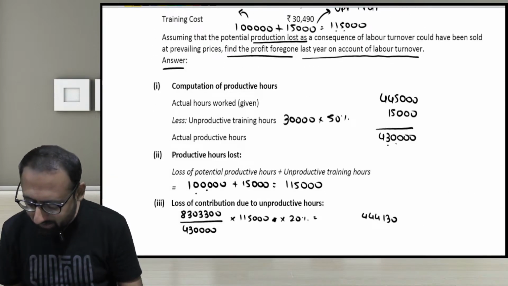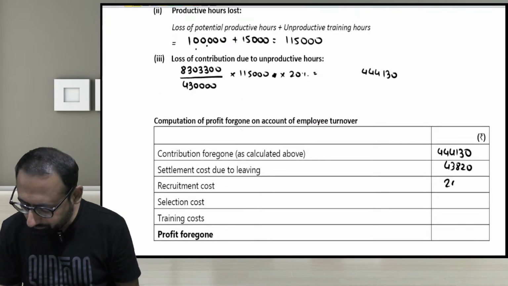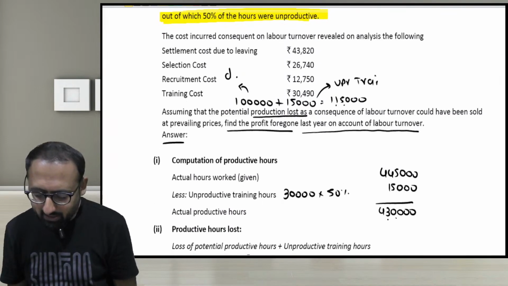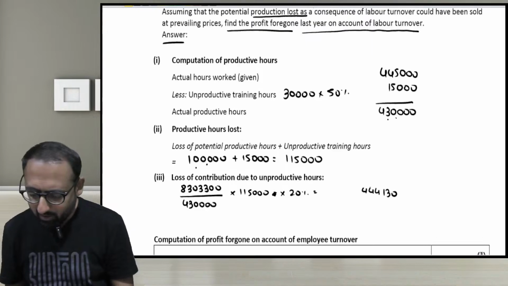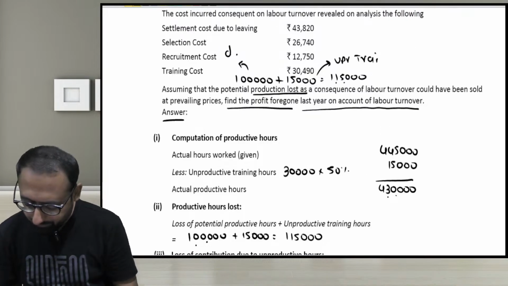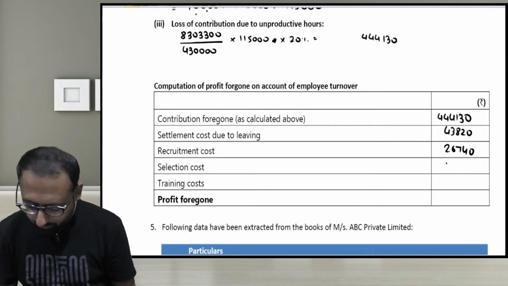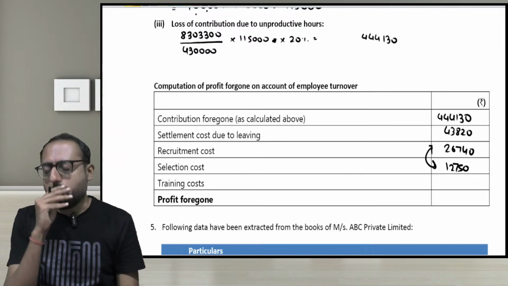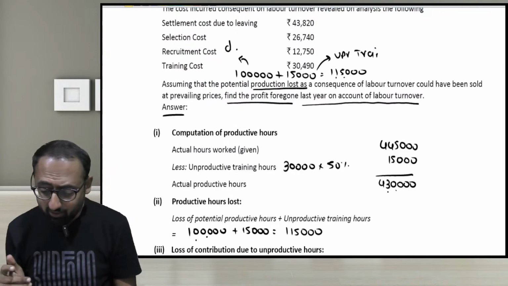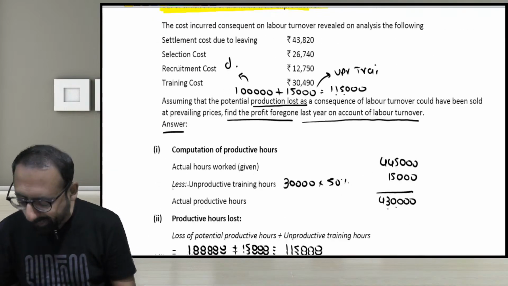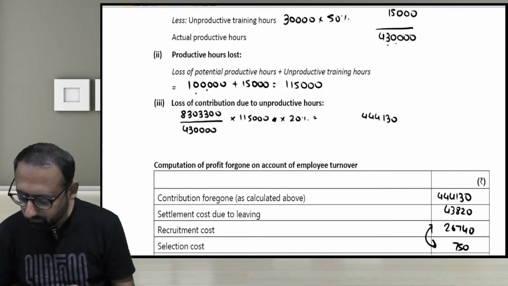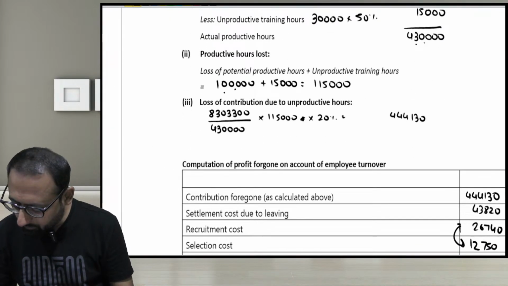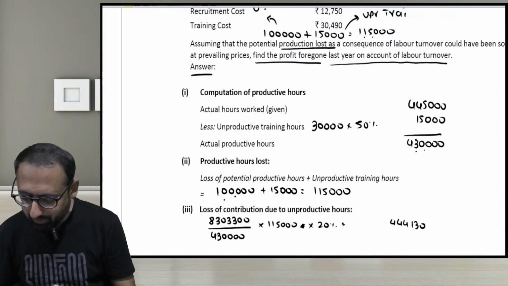26,740. You can check that. Selection cost of the new worker, selection cost 26,740. Recruitment 12,750. So change that. Training cost incurred 30,490.